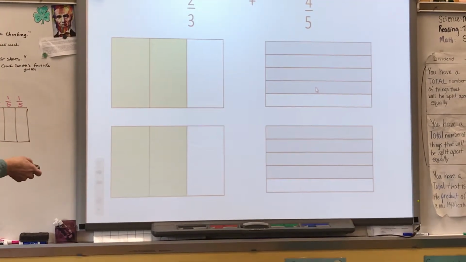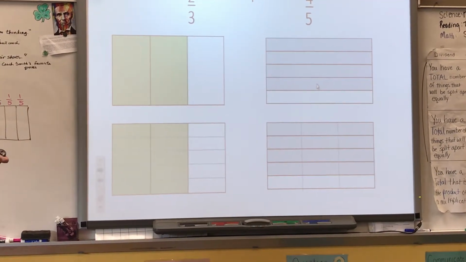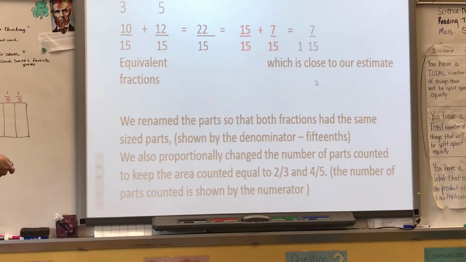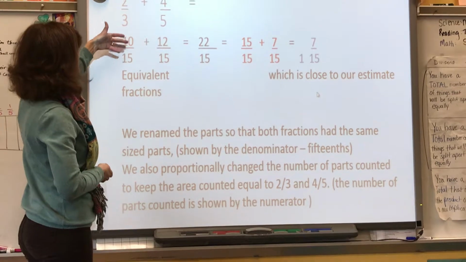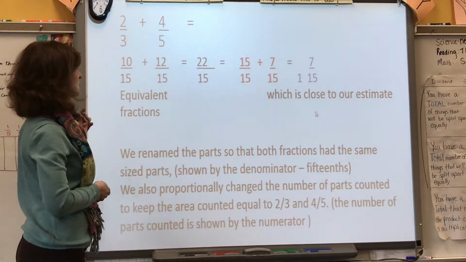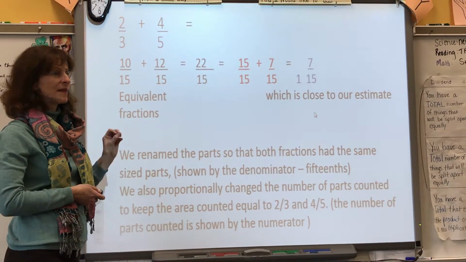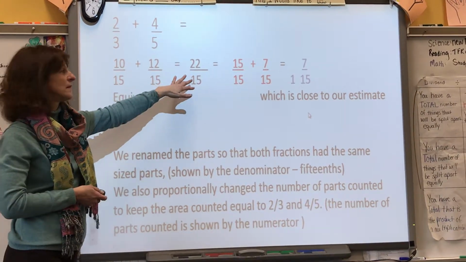So we went back and forth, taking the parts off and then re-showing it so they could see what was happening. And then the explanation. If 2/3 equals 10/15 and 4/5 equals 12/15, we can put these together because we have the same size part, and we know what to call them. They have the same value, and we have 22 of them.